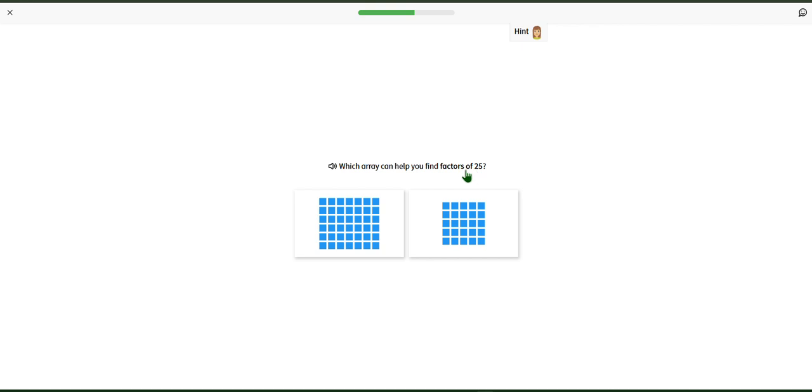To help me find 25, our multiple is 5 times 5, and it's going to be this one. This one's got way too many, and technically you could count them all out. That's the nice thing about arrays, but we're not going to count them. We're just going to go by our multiplication facts. 5 times 5.